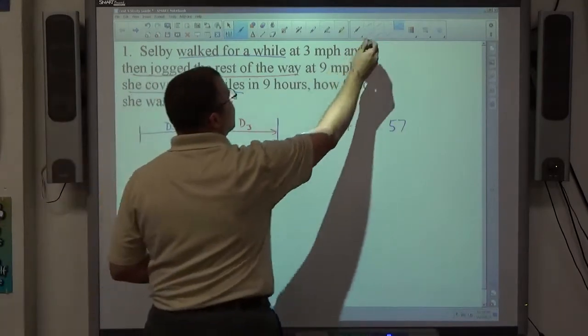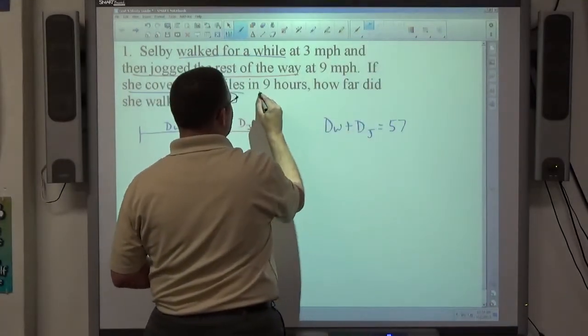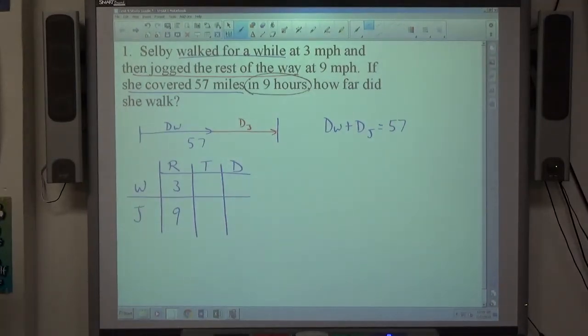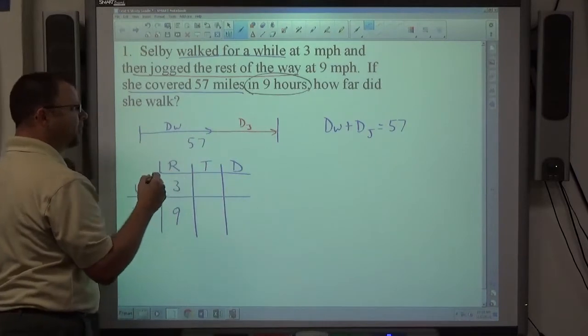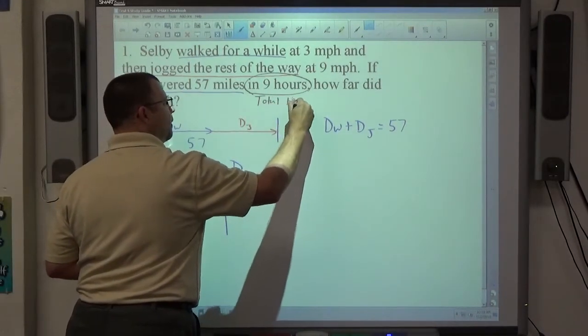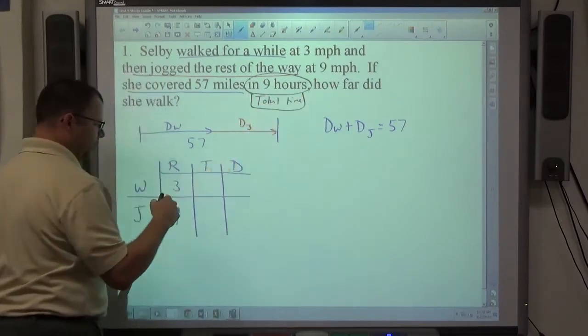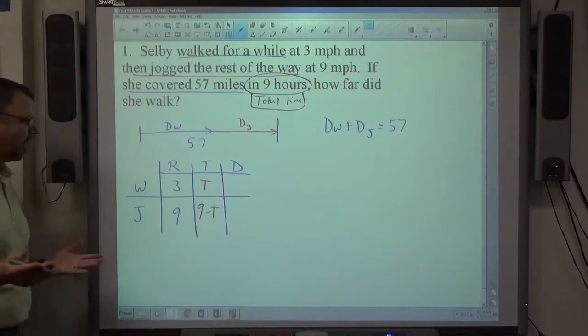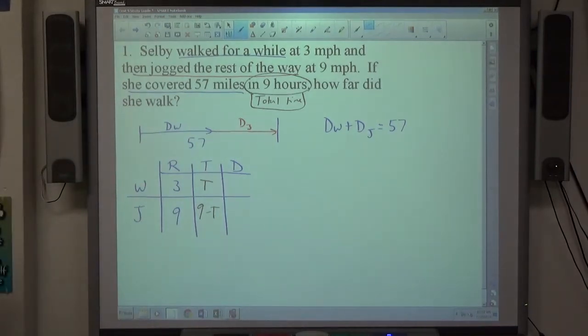And it does say that she covered all this distance in 9 hours, but it doesn't specify how much was spent either walking or jogging, but together is 9 hours. So that's the total time. Anytime we know total time, we let one of the times be t, the other is going to be the total time minus t. It's how you always do it. So always make an understanding in your problems if it's a total time issue. That's how you handle it.